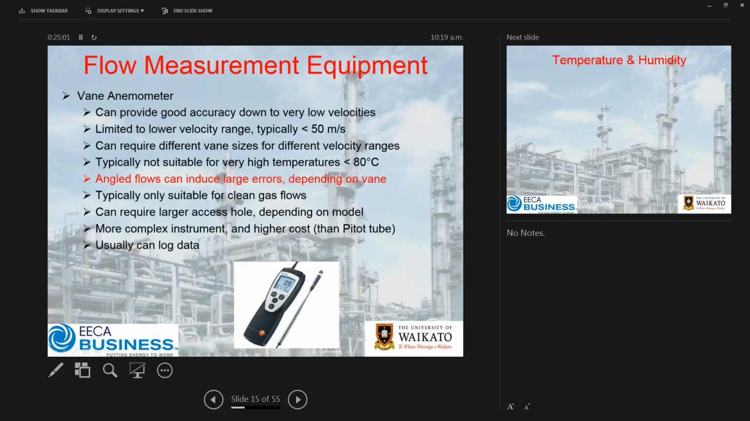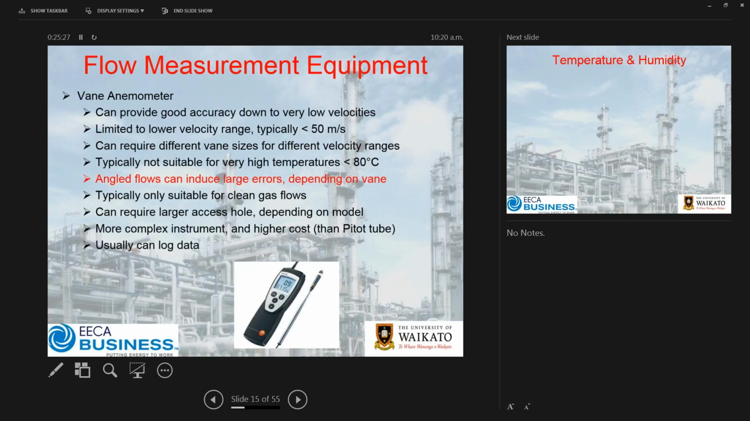Angled flows can be a challenge, obviously, because you need to get your vane aligned. One of the advantages, of course, with these is if you are looking for an axial velocity component, it will tend to give you a better representation of that. However, it will still have challenges if you've got highly angled flows. You'll get disturbances and it won't necessarily be a good clean sample.